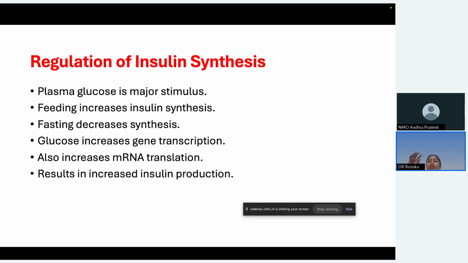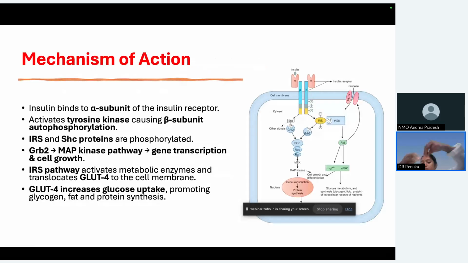Mechanism of action: insulin binds with the alpha subunit of the insulin receptor, and then the beta subunit activates tyrosine kinase, causing autophosphorylation of the beta subunit. Two proteins, SHC and IRS proteins, are phosphorylated. The GLUT4 glucose transporter is present on the membrane, and it allows glucose inside the cell.